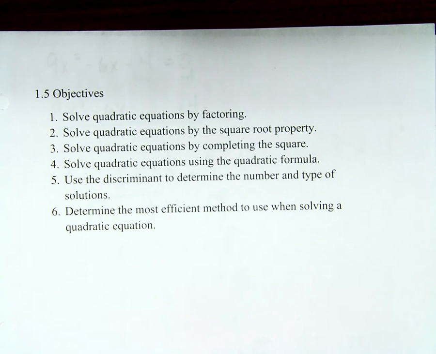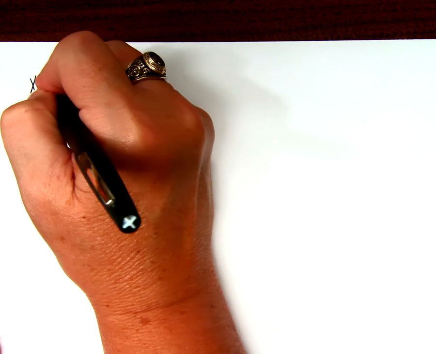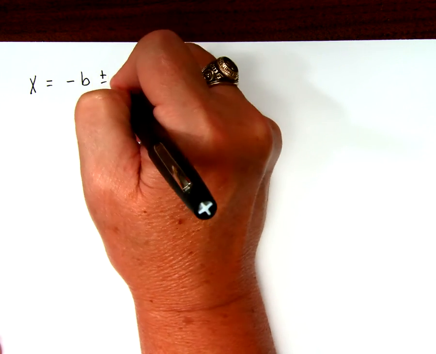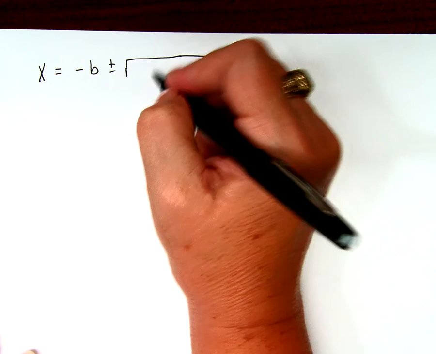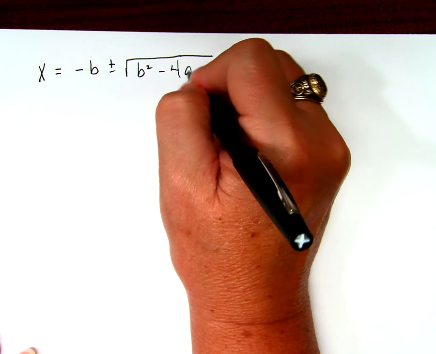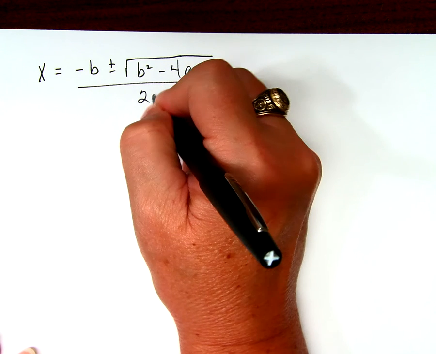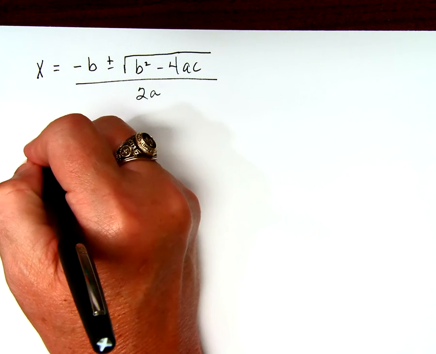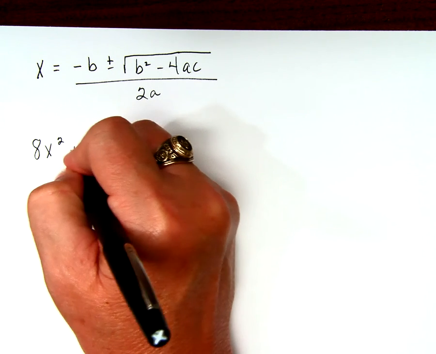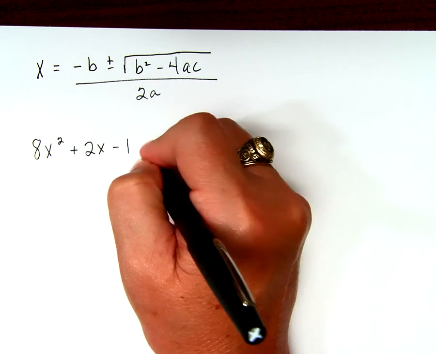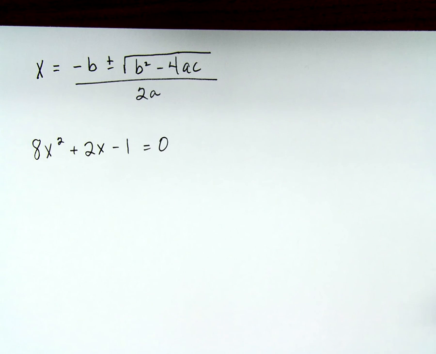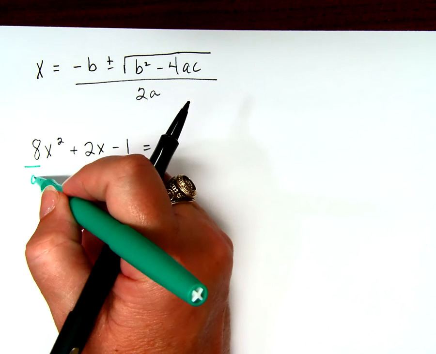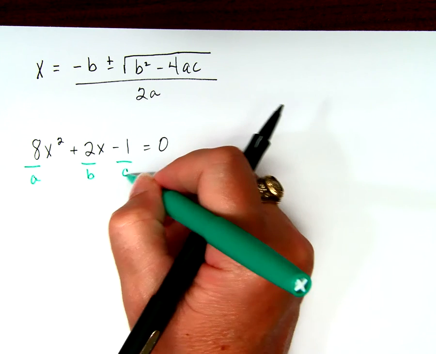Quadratic formula, ready? Do you remember it? X equals negative b plus or minus the square root of b squared minus 4ac all over 2a. So what if we have 8x squared plus 2x minus 1 equals 0? Before I can even start, I need to identify what, and what. Perfect. A, B, and C.